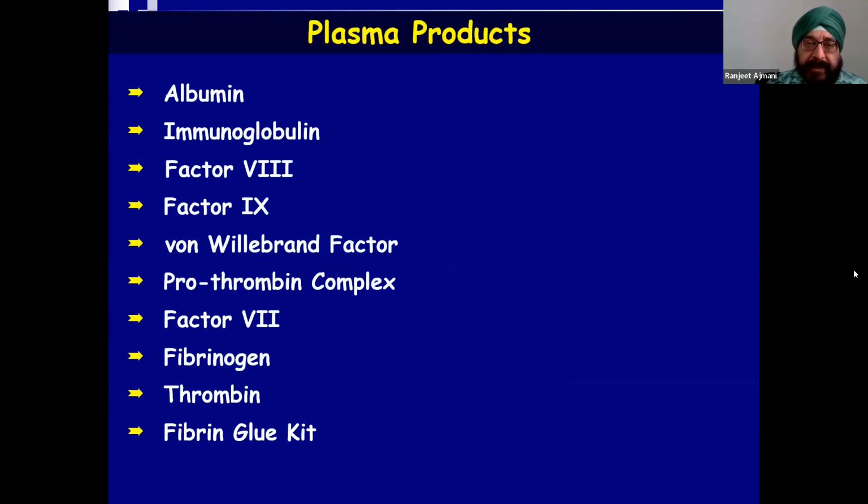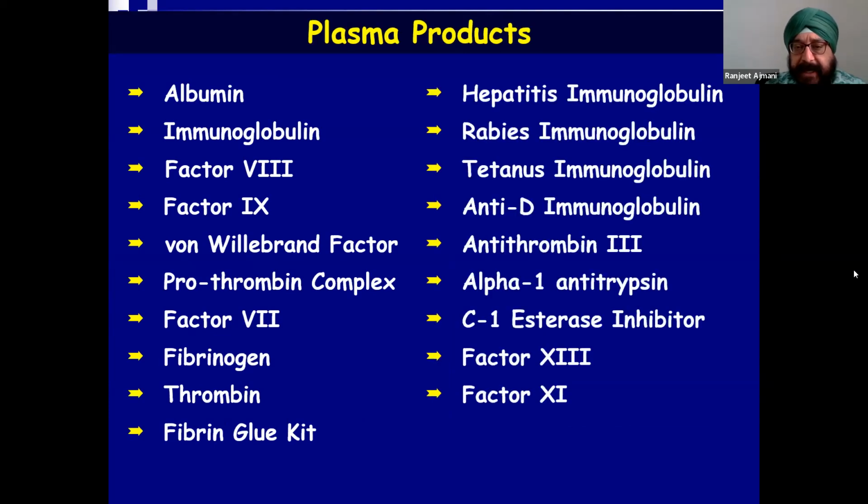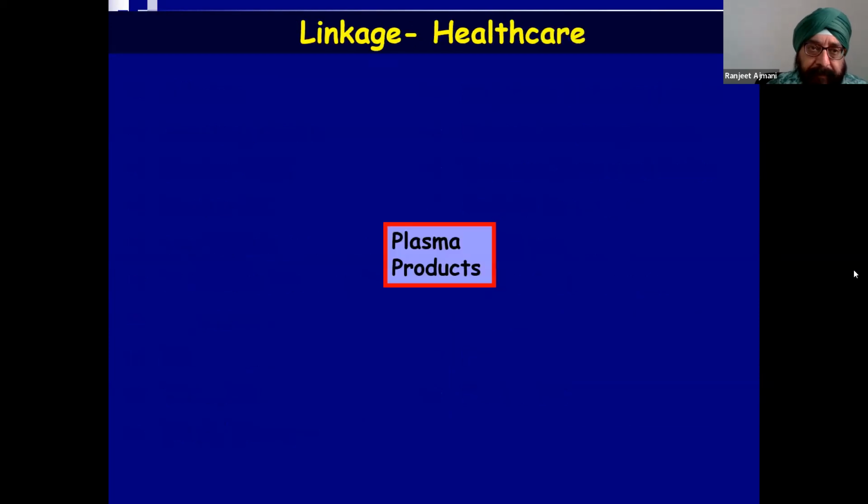What are these products which come from the plasma? This impressive list of about 20 different kinds of plasma protein might come up. When we talk of plasma protein, most of the time the products which come to our mind are albumin and immunoglobulin, and sometimes factor VIII. But believe me, these are just the 19 products I have listed, and there's a long, big list which may come down the line as the technology evolves.